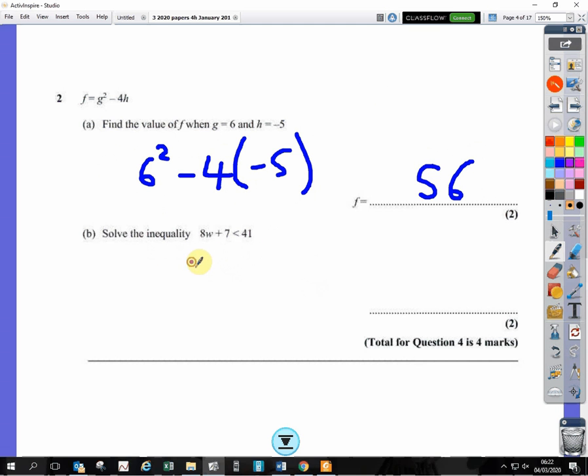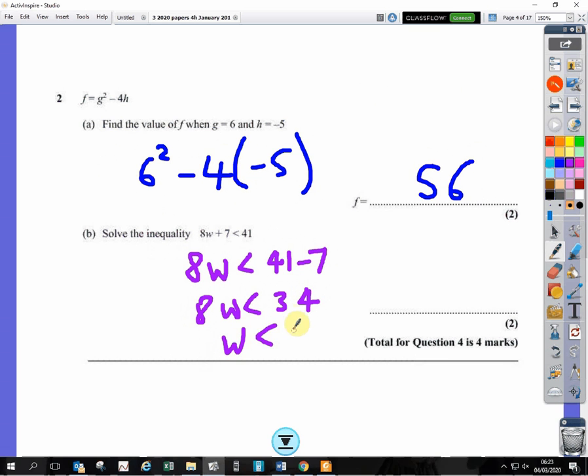The next one. Solve this inequality. So we take 7 from both sides. We're going to end up with 41 minus 7 on this side. That's 34. And then we can divide by 8. So W is less than 34 over 8. Now you must not write down 34 over 8 on the answer line. You have to write W is less than 34 over 8. Or if you choose to convert it to a decimal, 4.25. They don't mind.